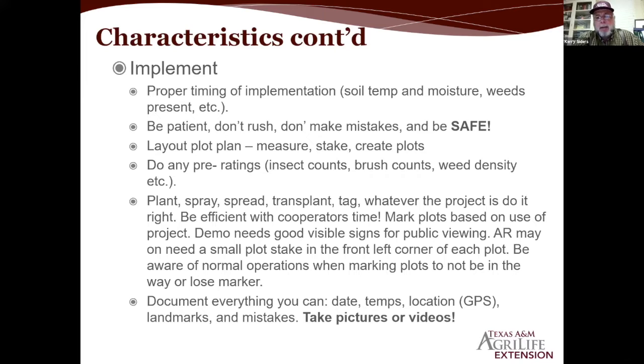And I mentioned marking the plots based on the project. If it's a weed control or something where we're in a row crop situation and it's only going to be used for 2, 3, 4 months, we can put a simple 1-foot garden stake up in the front. But if it's more of, let's say, a brush control project that you may carry on for a year, even 2 years, to see the death and decline of brush, you may want to put some more permanent markers, rebar or something like that, painted fluorescent orange.